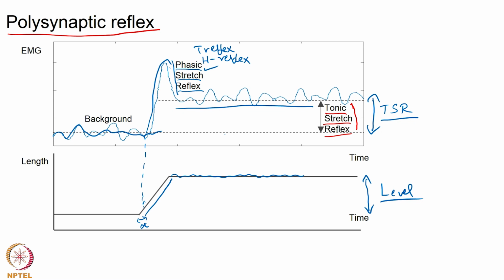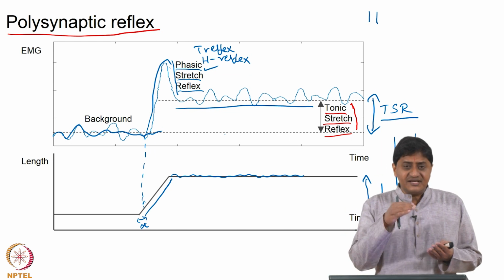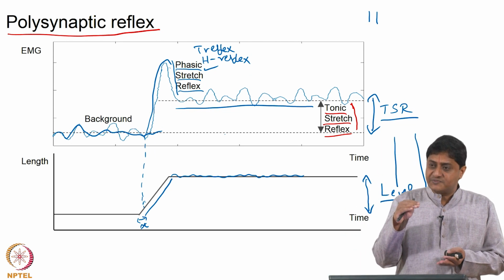The level of the muscle length has changed from one length to another length. For that the response, so if that is the level change, that is the response. If the level change was that much, the response will be that. For example, the response could be that much. If the level change was this much, then the response could be this much. So, the level changes, the tonic stretch reflex response will change.